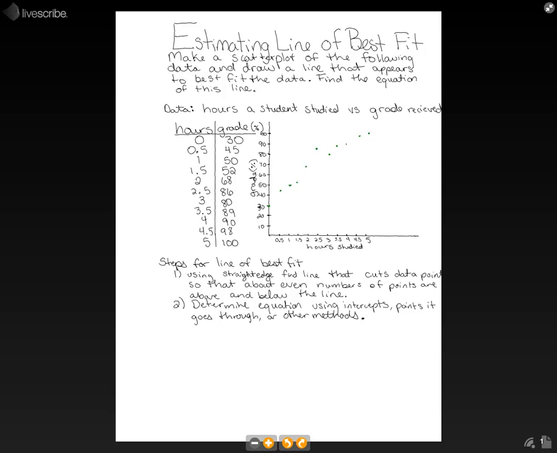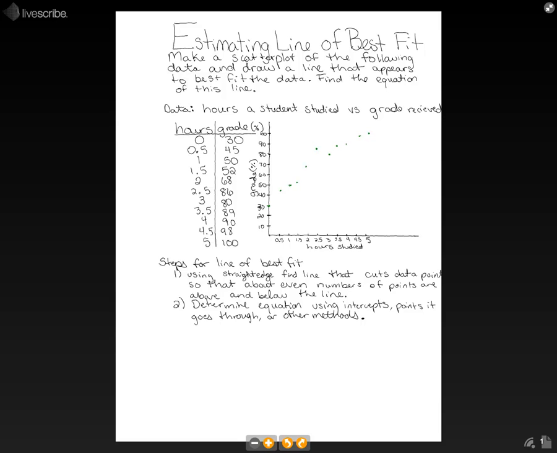Now, we have some steps for finding the best fit. First, we're going to use a straight edge, like a ruler, and put it on this data, and we want to find a line so that it cuts the data points roughly in half. The best thing to have would be that the line we find intersects the majority of the points. But in our case here, that's really not going to happen. So looking at this, you want to have about an even number of points above the line as you have below the line.